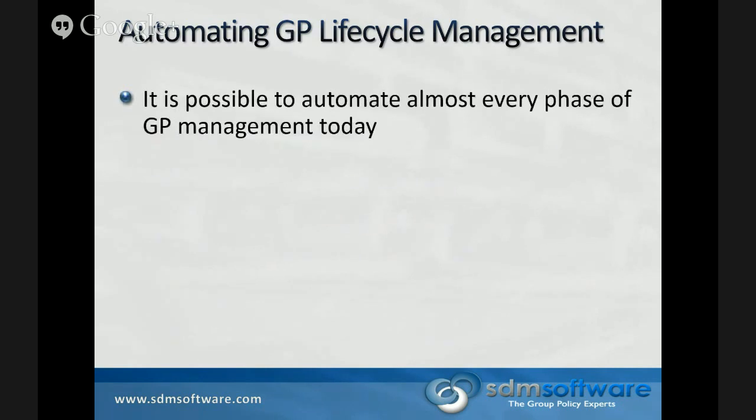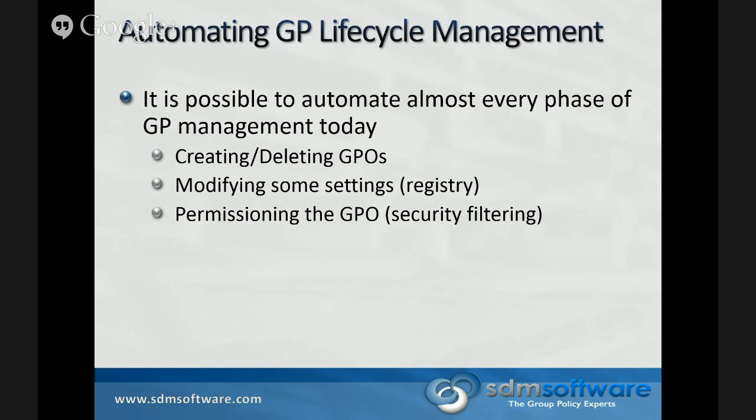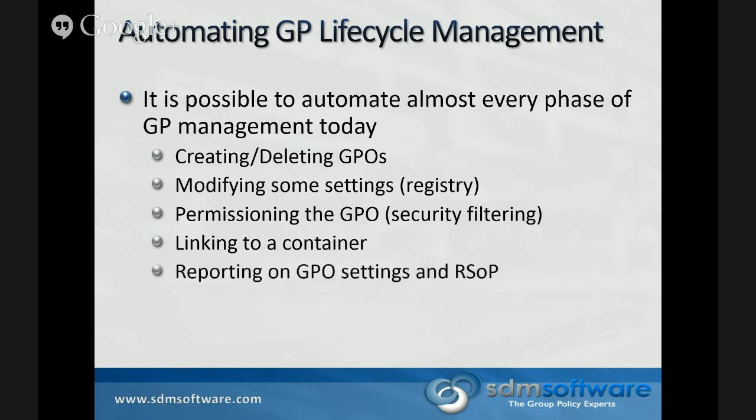So, automating the life cycle, what's possible? It's possible to automate almost every phase of group policy management today. When I talk about the life cycle, I mean things like creating GPOs, deleting GPOs, modifying some settings. Again, there's limited support for that in the in-box module. Permissioning the GPO, so security filtering, who can process the GPO. Linking to a container. These are just the things you do when you roll out a new GPO. You create the GPO, you put the settings in it, you permission it, maybe you do, maybe you don't, and then you link it.